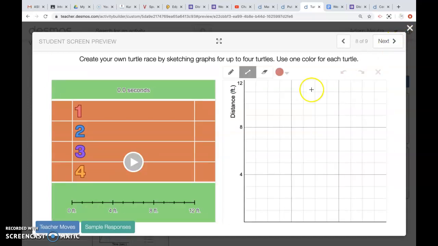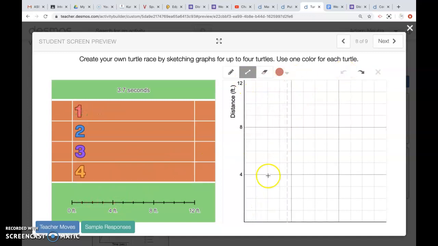Thank you. And then it says create your own turtle race by sketching the graphs of 4 turtles. So you can get crazy with this. There are 4 different colors representing the 4 different turtle races. Now you can do very simple stuff like that, just a straight red line. If you play it, then that turtle will travel that quickly for the race. So the steeper the line, here's this very steep line. Steeper the line, let's play it, the faster it goes.